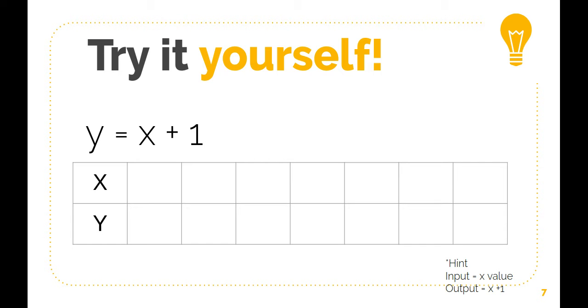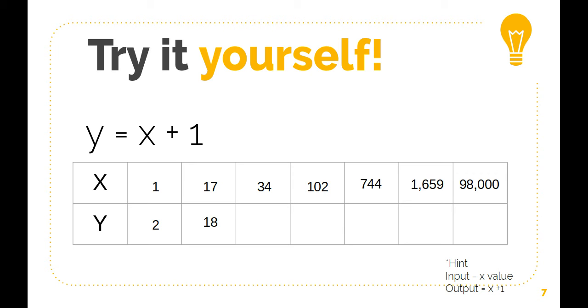I want you to look at this equation, and you'll see that it's a pretty simple one. It means that the output is y and the input is x plus 1. So if you put a number in for x, for example, if you put 1 in for x, then it would just be 1 plus 1, which equals 2. So try that for these other examples. If you put these numbers in for x, what is the output?